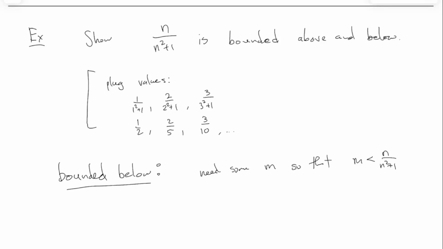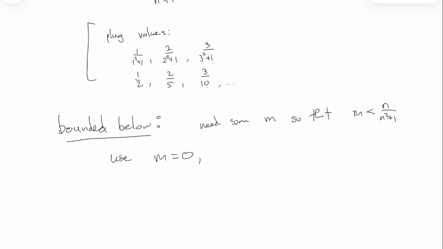The answer is 0. That's what I'm looking for. All of these are bigger than 0, aren't they? Now, certainly they look bigger than 0. Can anybody explain, actually? Let's use m equals 0. So I want to show that n over n squared plus 1 is always bigger than 0, right? Is that true? Bigger than 0, of course, just means it's a positive number.